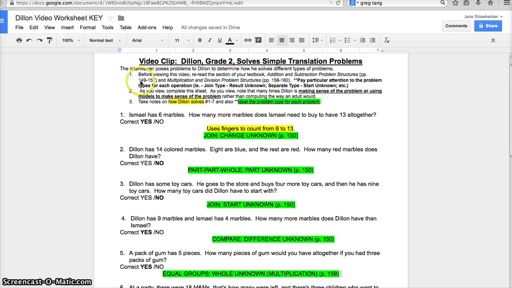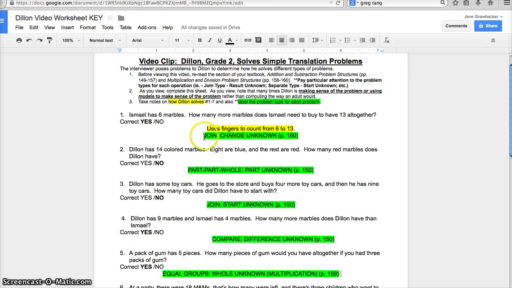The page numbers are specified up here in number 1, where it talks about addition and subtraction beginning on 149 and multiplication and division beginning on page 158. The types of problems, or the labels that I was looking for, were in green boxes. Join type, result unknown. Separate type, start unknown. So we'll go over those answers together. And also, I'll point out some of the difficulties with the problems and why this would be important for you as a pre-service teacher to begin thinking about in Math Methods 1.